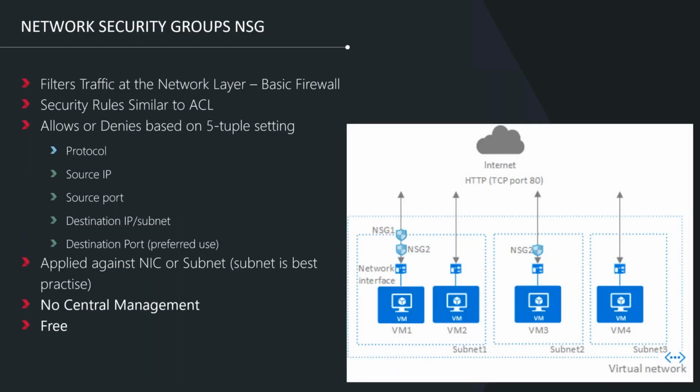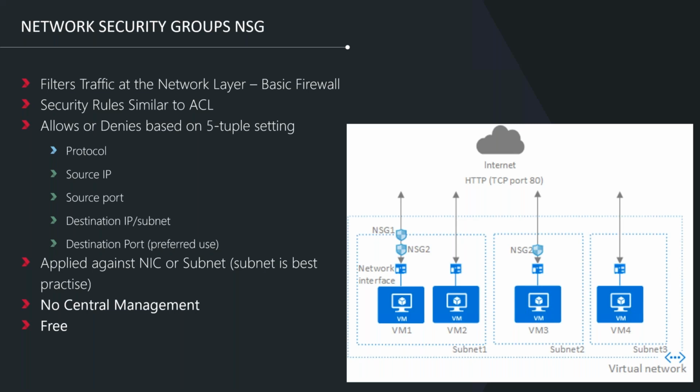To start with, the most common security feature you'll see in Azure is network security groups, or NSGs. These are free to use. They're fairly basic as firewalling, in air quotes, in that they allow you to configure port, protocol, source IP, and destination IP, and then you can allow or deny based on those five-tuple-based settings. You can secure this against the NIC of an Azure virtual machine, or against the subnet of a particular virtual network.